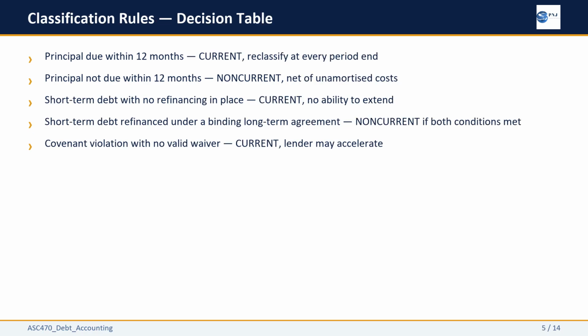Here is the decision table that covers most situations. Start with whether the principal is due within 12 months. That is always current. If it is not due within 12 months but there is a covenant violation and no waiver, the entire balance may need to move to current because the lender has the right to demand immediate repayment. Short-term debt stays current unless you have both the intent and a binding agreement to refinance it long-term. And debt refinanced under a valid long-term agreement before the financial statements are issued may be reclassified as non-current. Each of these has specific requirements we will cover in detail.